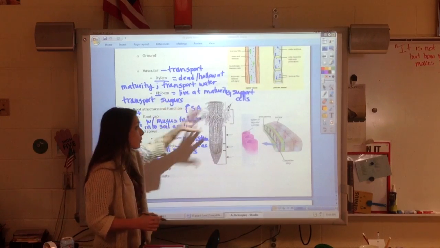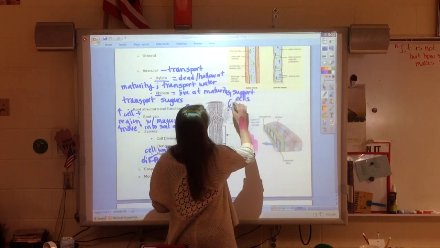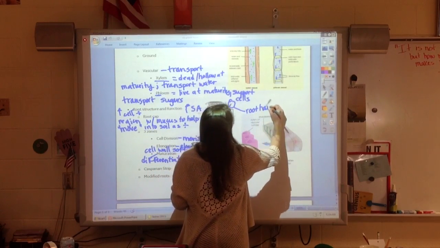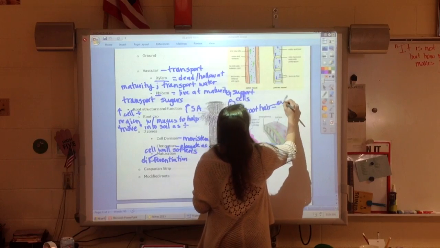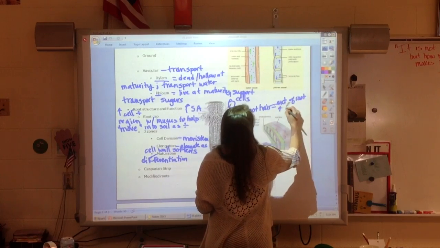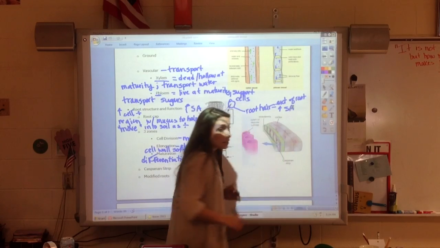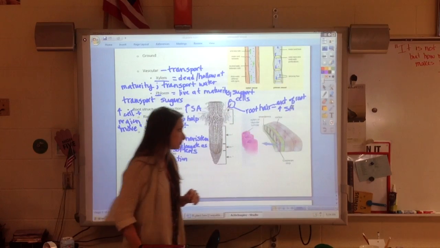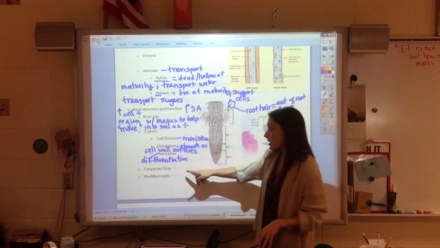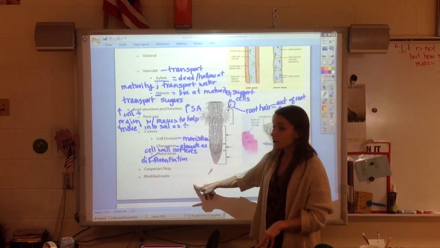And this is where we're going to start seeing cells take on certain jobs. One of the most important jobs is labeled here as number 1, and it is the root hair. The root hair is an extension of the root to increase the surface area and therefore increase water absorption. 2 other quick features that we want to talk about: the Casparian strip and modified roots.